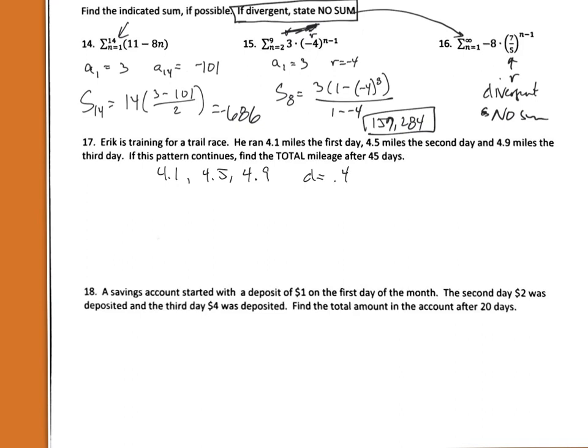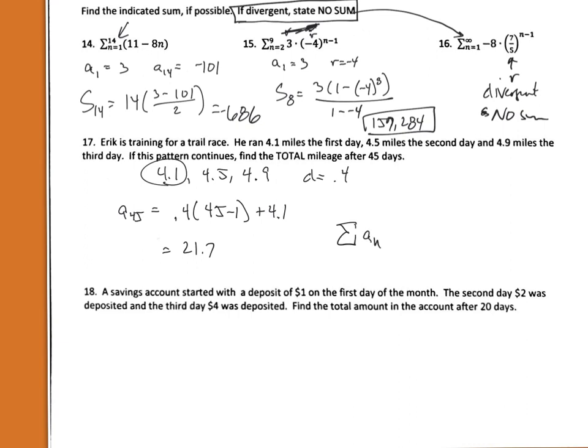So we are looking for a sub 45 because we need to know the first day, which we have. We need the 45th day. So we know that the difference is 0.4. This is 45 minus 1, and our first day was 4.1. So throw that in the calculator. You get 21.7.